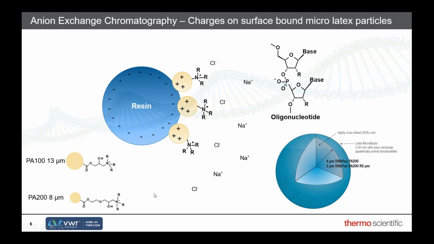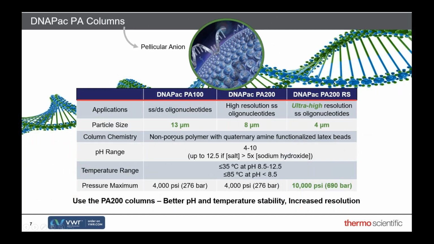I'll go through that. And the newer one's a smaller particle size. Now, what I want to introduce in this talk is how DNA analysis has been done in the past. And the gold standard column for DNA analysis or RNA analysis was always the DNA pack PA100.